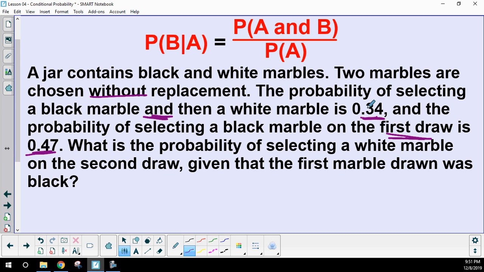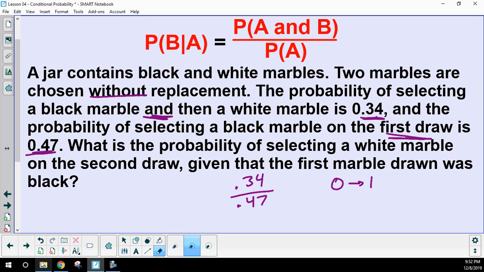What's the probability of selecting a white marble on the second draw, given that the first marble drawn was black? That's right, should be 0.34 over 0.47. And if you notice, especially on the last one, the smaller numbers on top and the bigger numbers on bottom. Why was that from the earlier discussions? That's right, probability needs to be between 0 and 1. If I were to flip this, it would be greater than 1, and that's not okay. But again, still following the formula here.